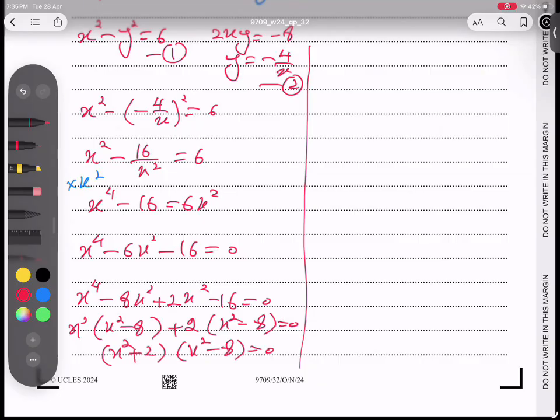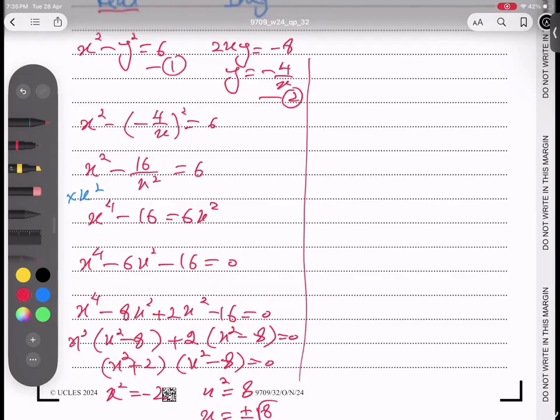I'm getting two answers, students. Here x square is equal to negative 2, and here I got a positive 8. If I take a root here, I get a negative root, so iota is involved, and this I will ignore. And this I will take. I will get plus and minus root 8, and root 8 is 2 root 2. So here I'm writing two values.